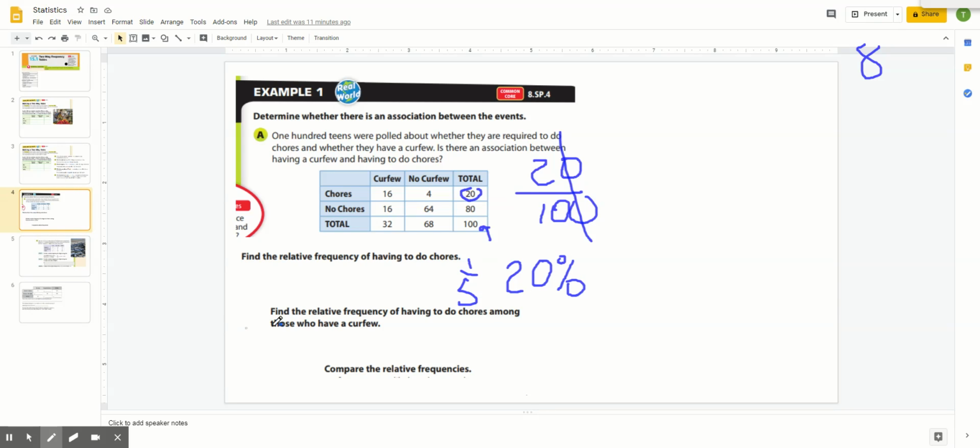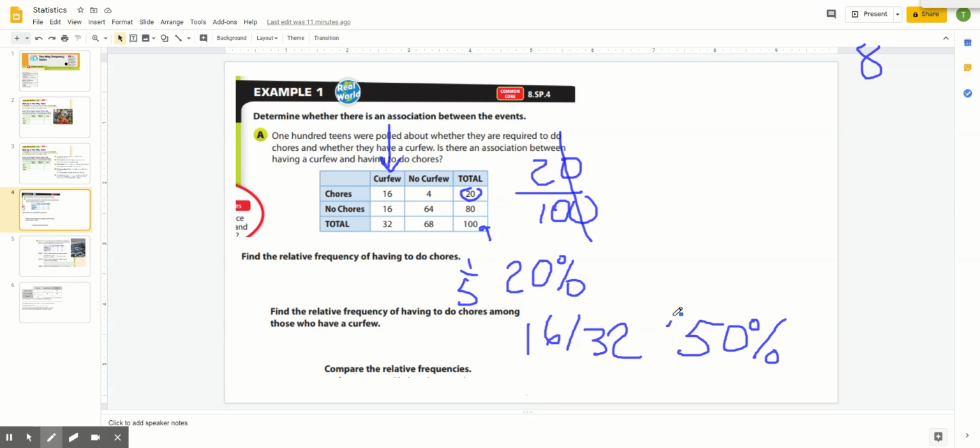All right, so now we're going to find the relative frequency of having to do chores among those who have a curfew. All right, so we'll use that. Go ahead and calculate that. All right, so that would be 16 out of 32. And that would be 50%, right? Is there a relative frequency here? So take a look. If there's no association, it means they're going to be the same, but take a look. People that had a curfew, half of them had to do chores. All right, so half of the people that have a curfew, half of them have to do chores.